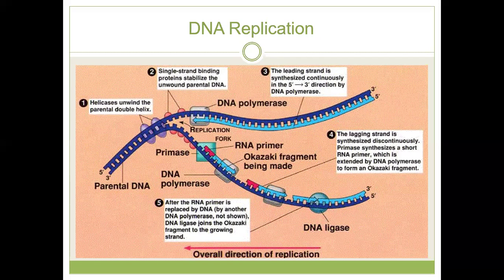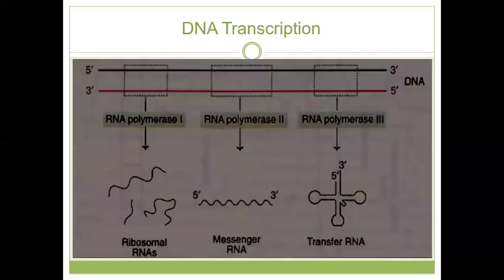And the process involves the unwinding of the DNA, opening of the DNA helical structure, and the double strand is opened, and the DNA polymerase will bind and synthesize the new DNA. This is basically the DNA replication. Is that clear? Class, is that clear? Yes, sir.